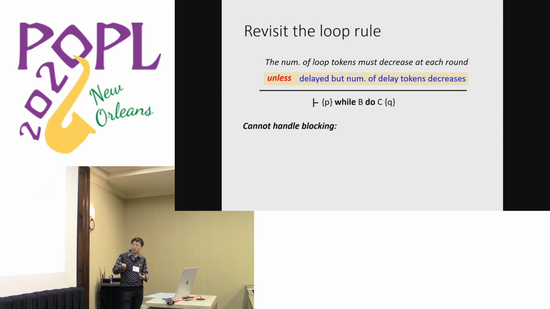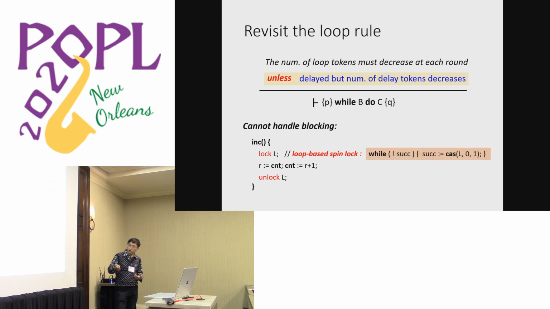But still, this doesn't handle blocking. It handles delay. And it could reason about wait freedom and lock freedom, but it doesn't reason about blocking, because here, if we unfold this lock, if it's a spin lock, then if the lock has been acquired by others, this loop may execute an infinite number of times, and so in this case, we cannot find a decreasing metric in advance. We cannot know how many rounds of loops it will execute in advance.